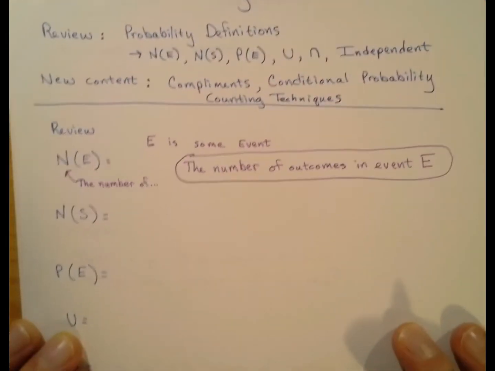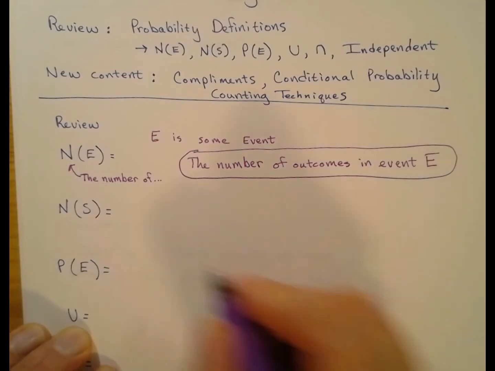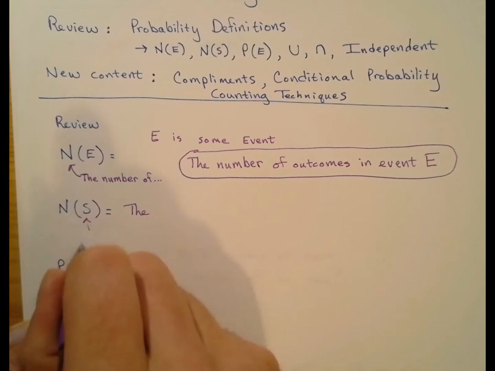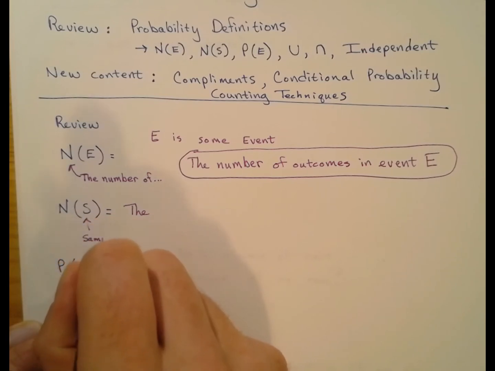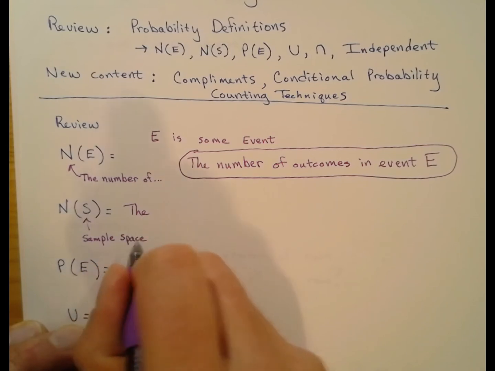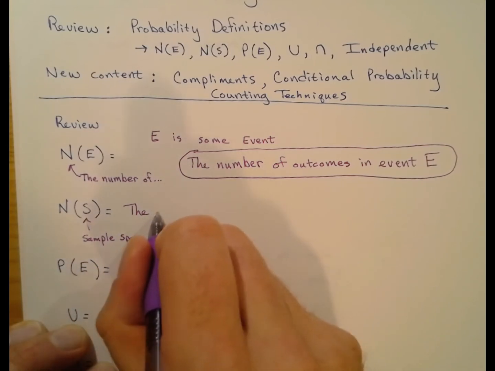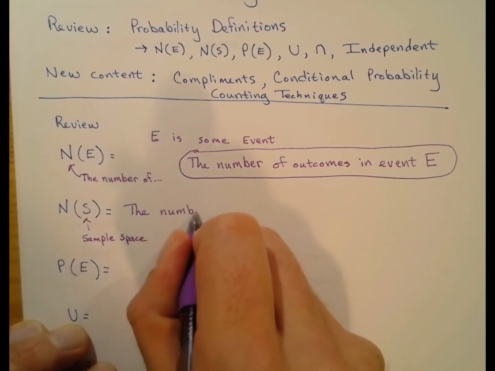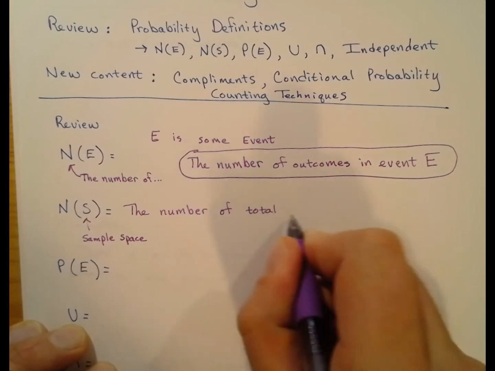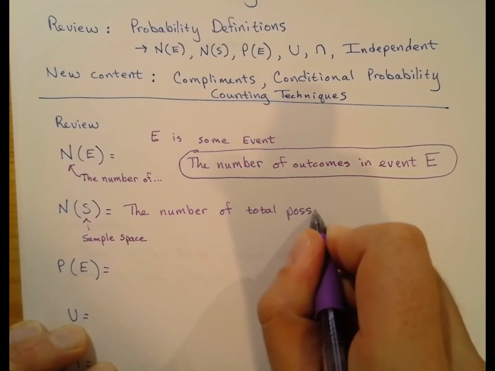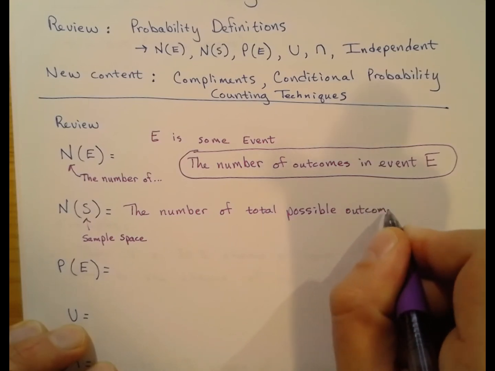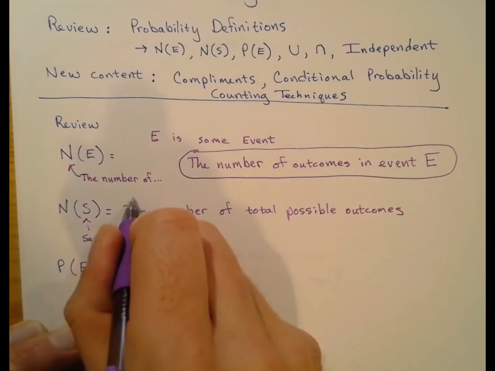N of S is just going to be the number of total possible outcomes. S is for sample space, which means all possible outcomes. So N of S is the number of total possible outcomes. Okay.